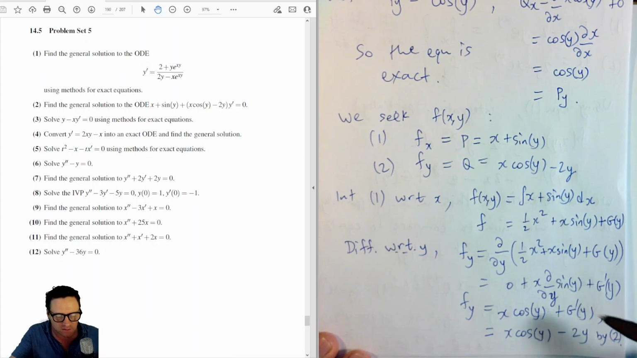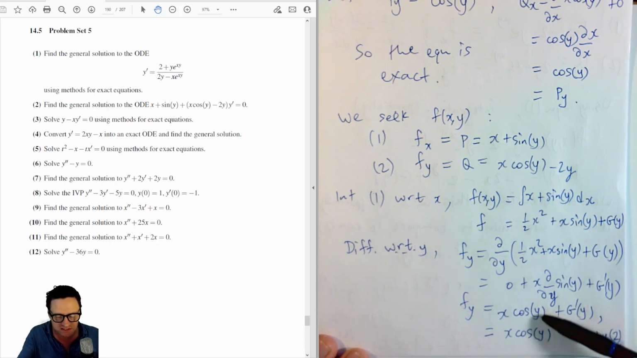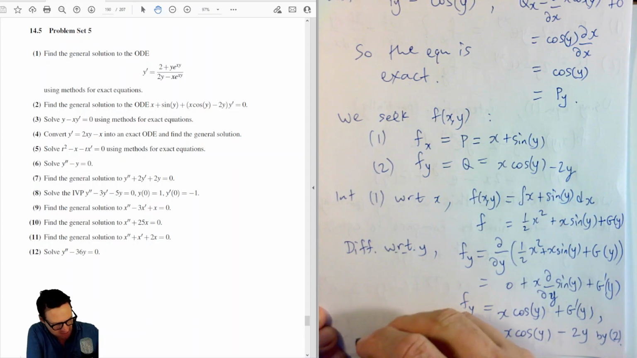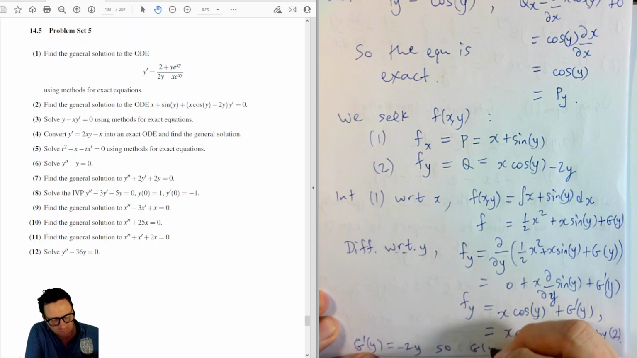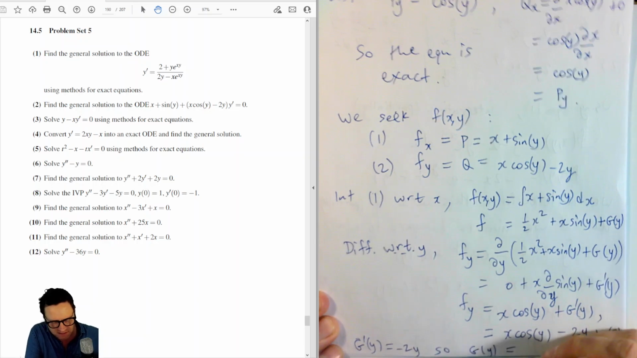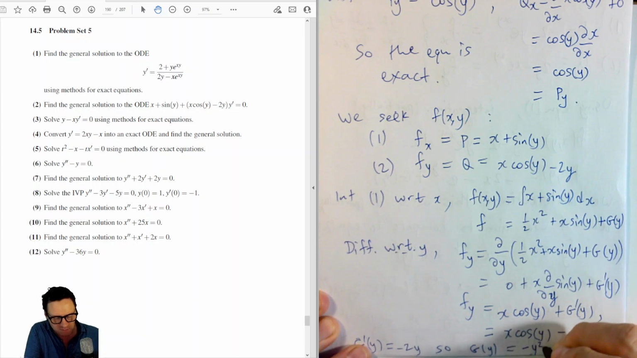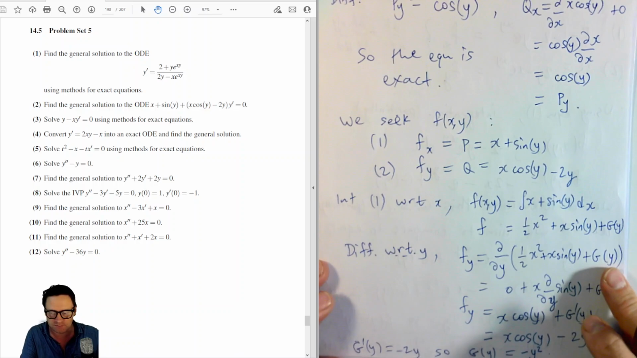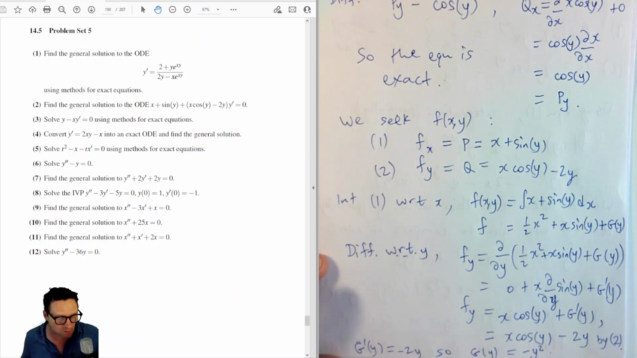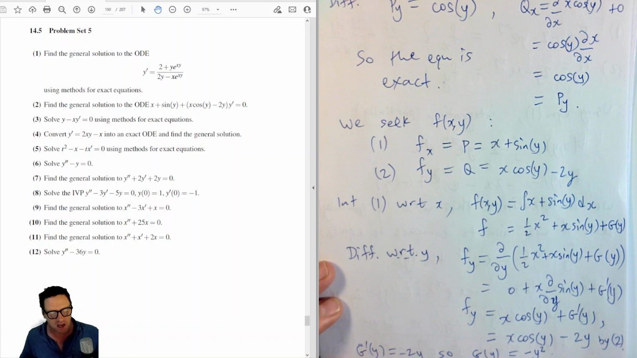Okay, fantastic. So the left-hand side, let's say, is this, and the right-hand side is the one below it. And so you can see that we have an x cos y in both the left and right-hand sides. So subtracting that from both sides makes that vanish. And so we get g dash of y equals minus 2y. So g of y is equal to the integral of this. So minus y squared plus a constant, but we'll leave this off because in the end we just want to write the general solution with a c on the other side.